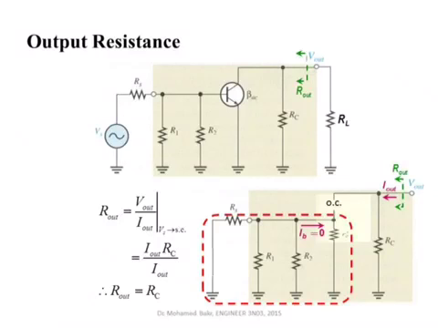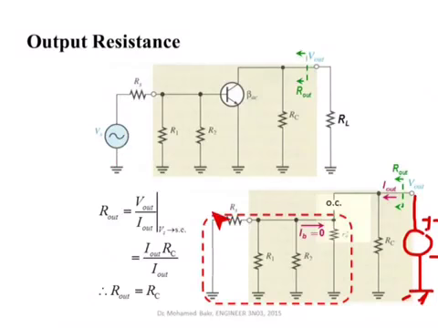So I can simply put here a source. I called it V out. It does not really matter. I put a source and call it V out, and I would like to determine the ratio between V out to I out when there are no other sources in the circuit. And this is why I'm going to remove the signal. I will short out the signal here, as you see.